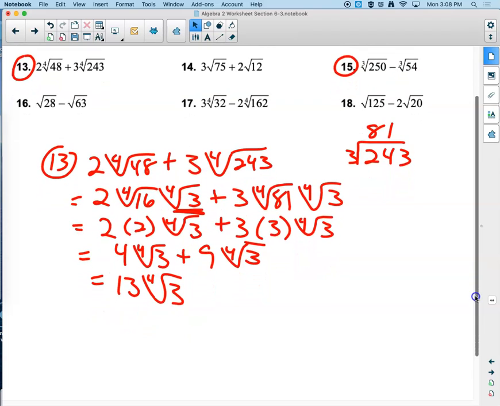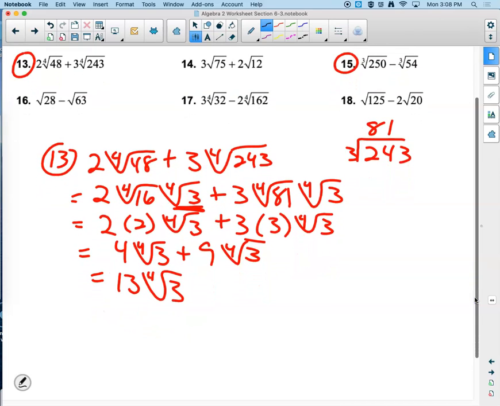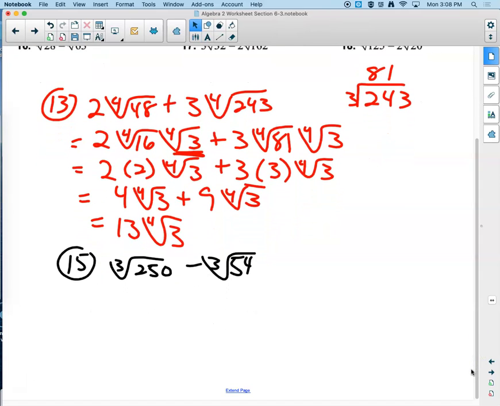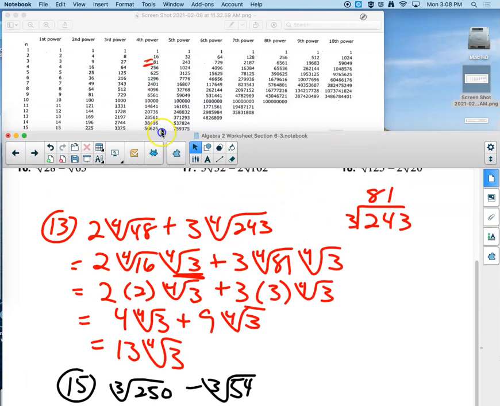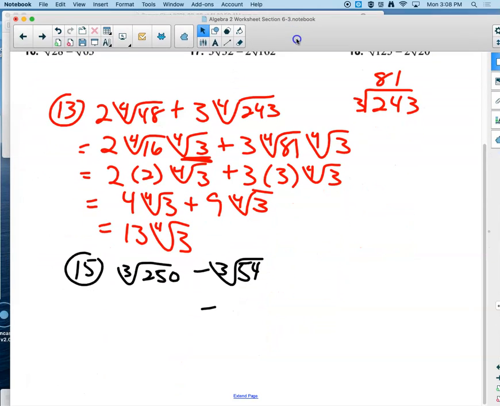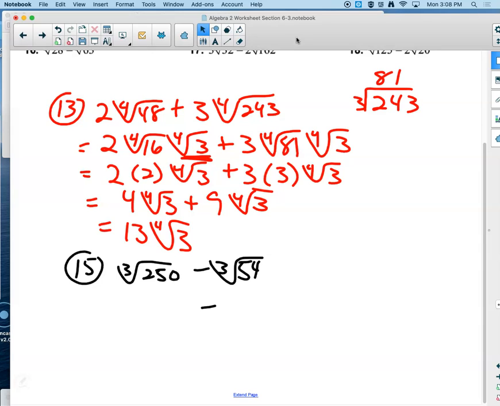Number 15, looking at cubed roots, we have the cubed root of 250 minus the cubed root of 54. So you're looking at cubed roots, you might want to go after the smaller one first and say 54. All right, cubed roots, 54 would land there. Hey, 27 divides nicely into 54. So we get the cubed root of 27 and the cubed root of 2.